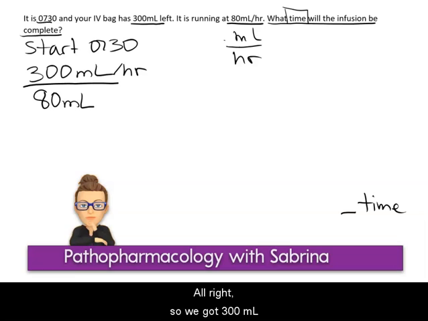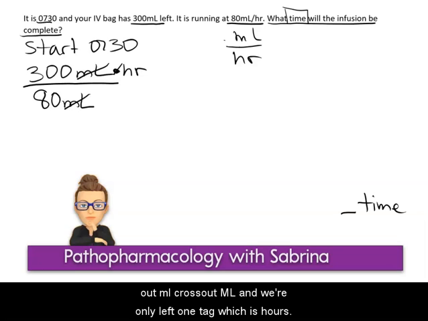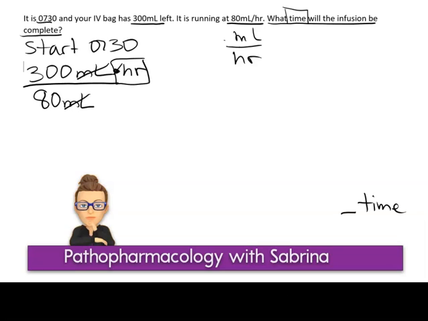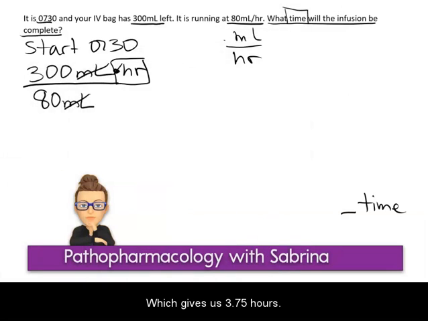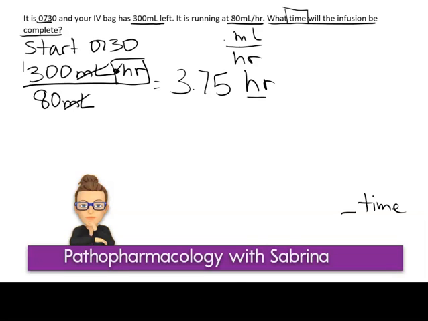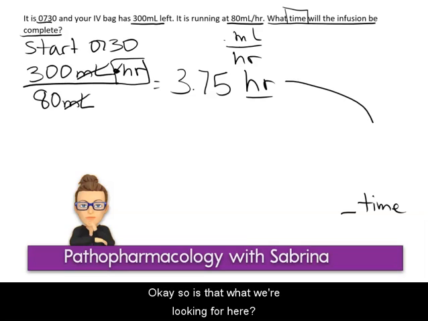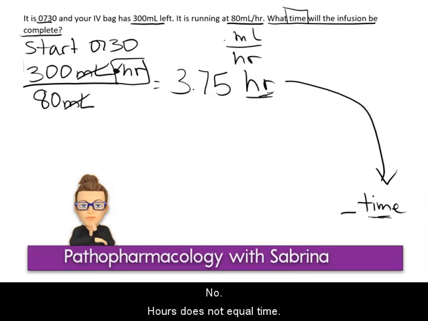All right, so we've got 300 milliliters times hours on top, and then you have 80 milliliters on the bottom. We're going to cross out milliliters, and we're only left with one tag, which is hours. So at this point, we're going to do the math. 300 divided by 80 gives us 3.75 hours. Okay, so is that what we're looking for here? No. Hours does not equal time.